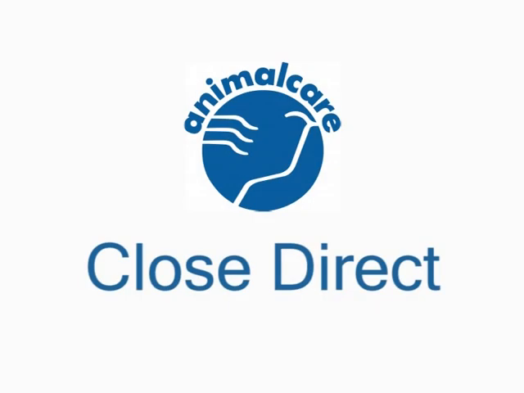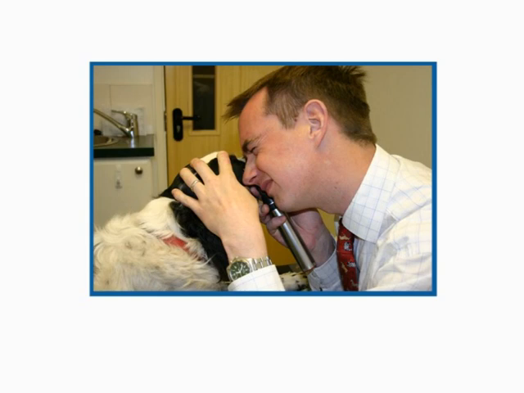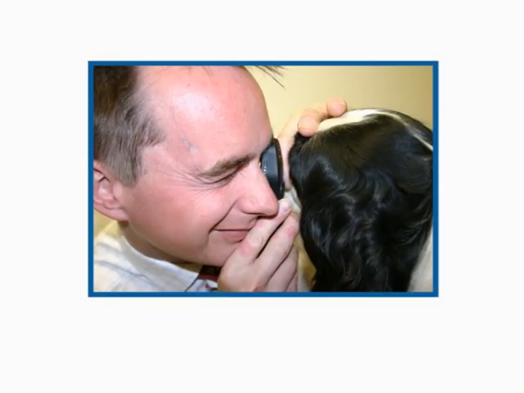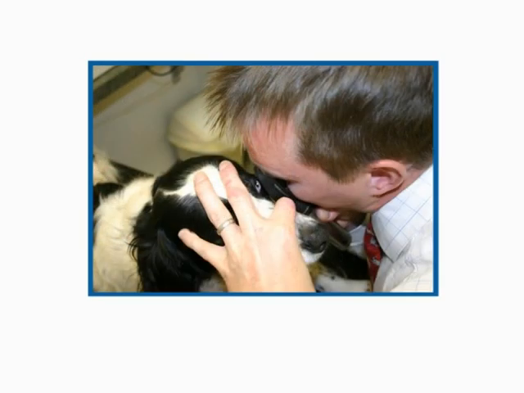Close direct ophthalmoscopy requires that the examiner is no more than a couple of centimetres away from the cornea of the patient he is trying to examine. And for this reason, it's recommended that the examiner learns to use his right eye for the patient's right eye and his left eye for the patient's left eye.